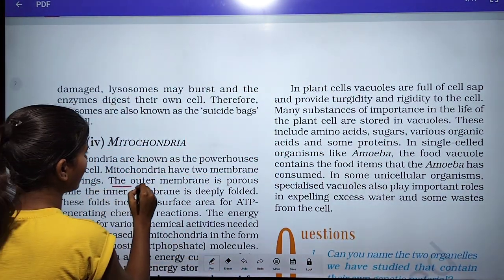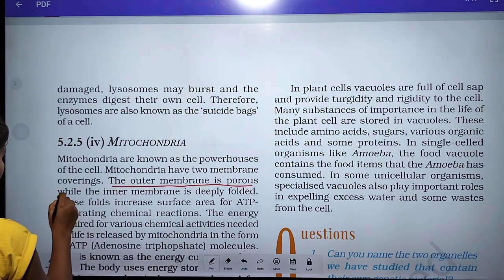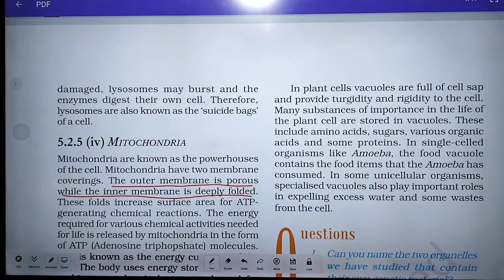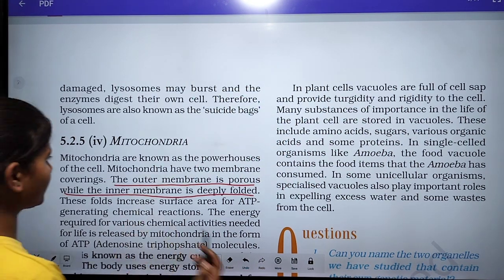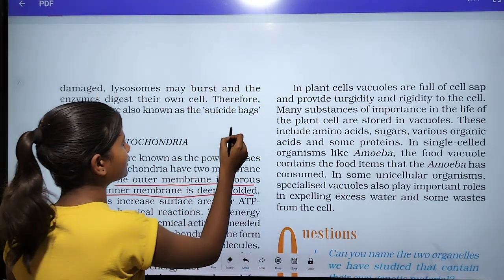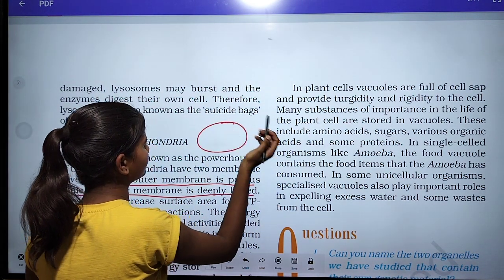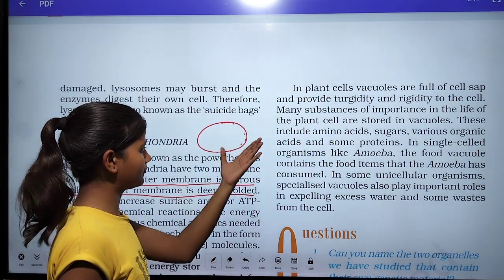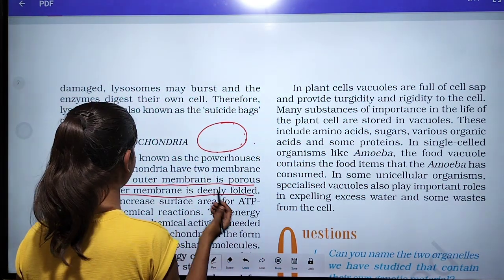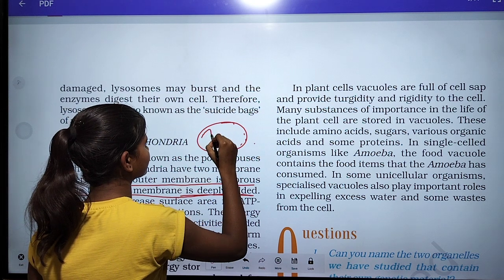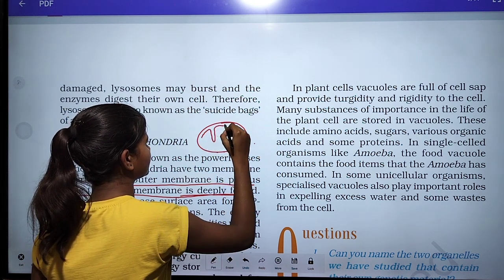Now the outer membrane is porous while the inner membrane is deeply folded. It means the outer membrane of mitochondria is porous, it has pores in nature, and the inner membrane is deeply folded. Deeply folded means like this.